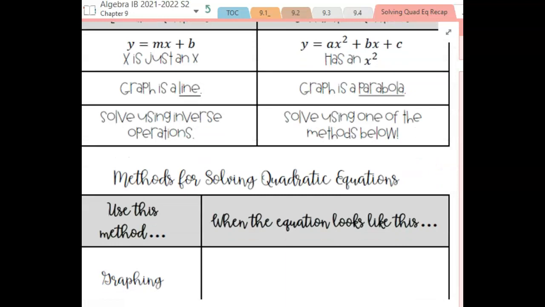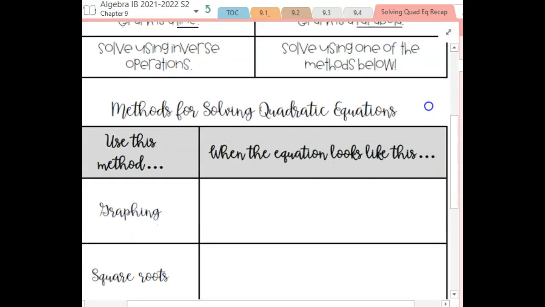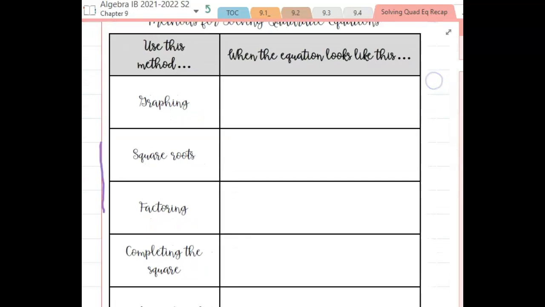And then to solve them, for linear equations, we just use our normal methods for solving equations. So we use inverse operations, isolate the variable, and go on from there. If it is a quadratic equation, you are going to solve using one of these beautiful methods that we have learned over the past couple of weeks. So, let's review these methods. Okay, so what we have here is our 5 methods. It says use this method when the equation looks like this. So here's what you're looking for. That's one of the things you're going to be doing today on your homework, is choosing what method you want to use.